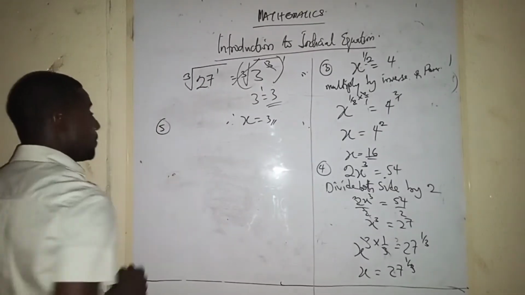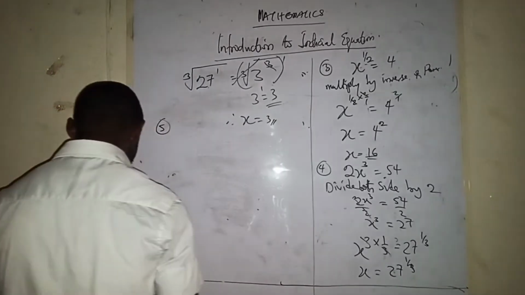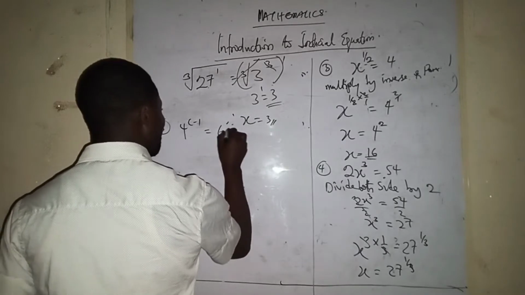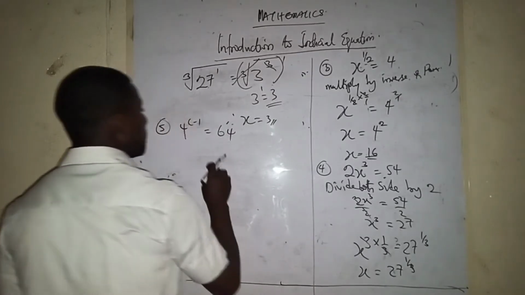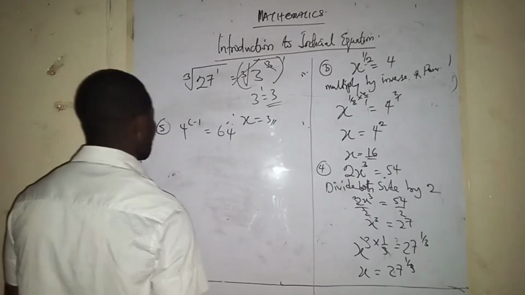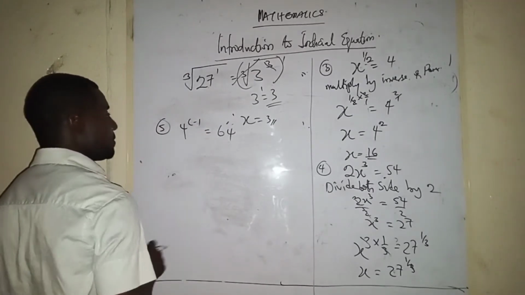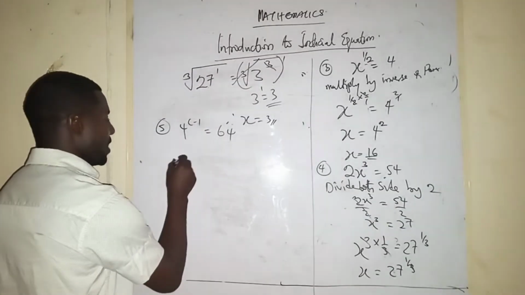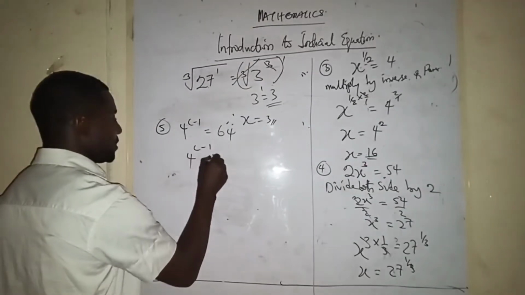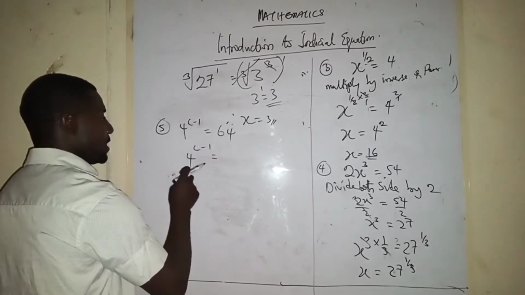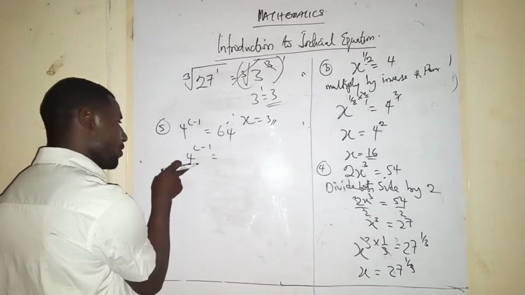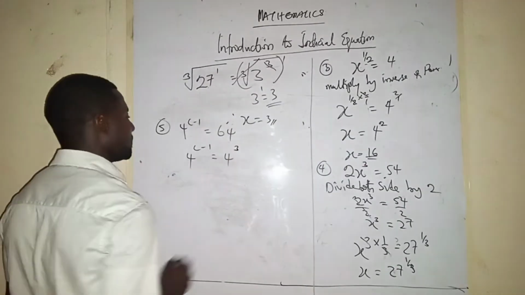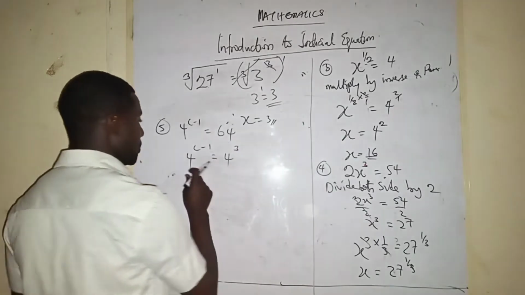Now, number 5. If you have 4^(c-1) is equals to 64. What I mean is 4 raised by c minus 1. It's not 4c multiplying each other directly. So in this case, look for a number that when you write it with base 4, the 4 can cancel each other. So here becomes 4 raised by 3. 4 times 4 is 16, 16 times 4 will give you 64.